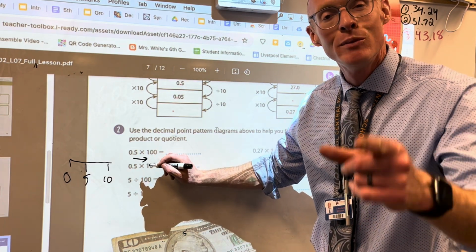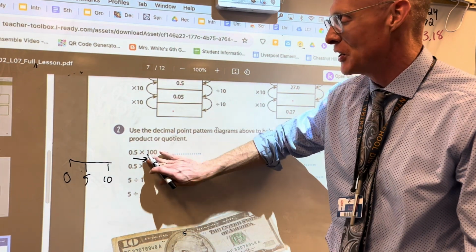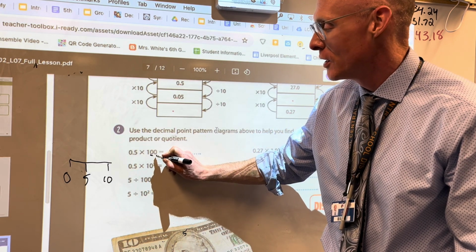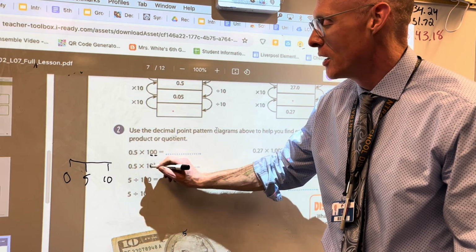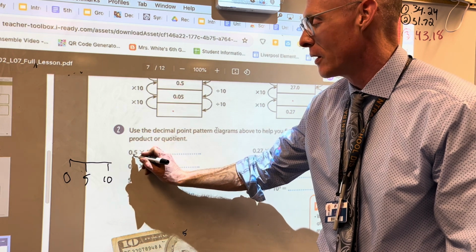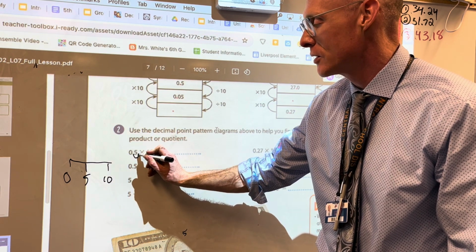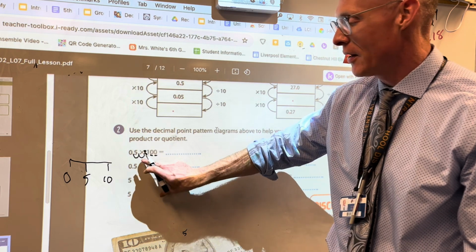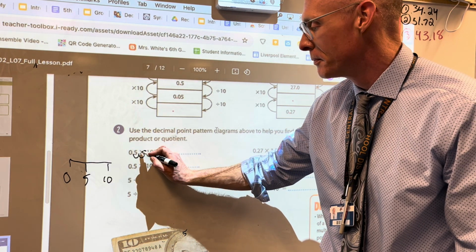How many times do you move the decimal? The zeros will tell you. You move the decimal once, you move the decimal twice. So I take my 0.5 and I move it once and I move it twice and I put it right there. And you see how there's that little gap? Put a 0.